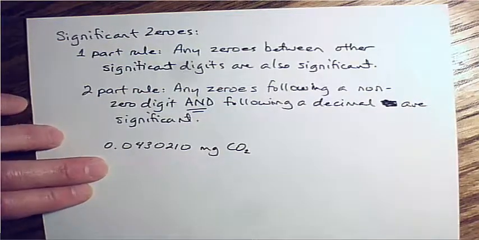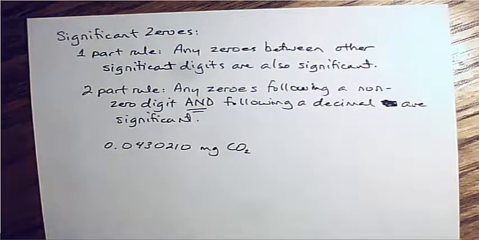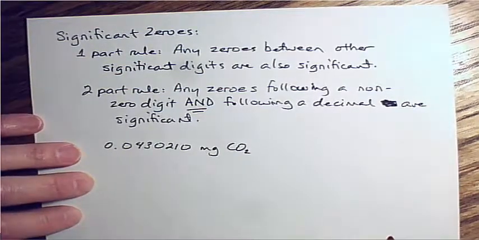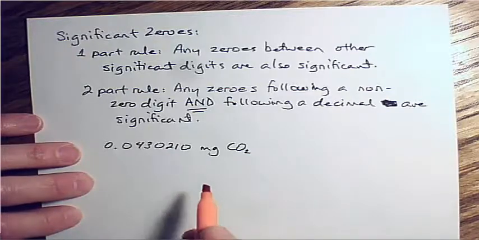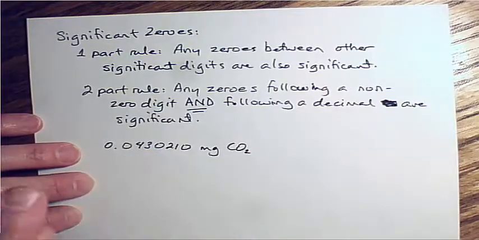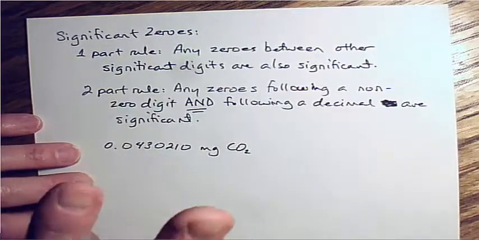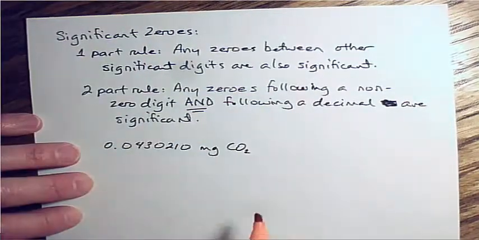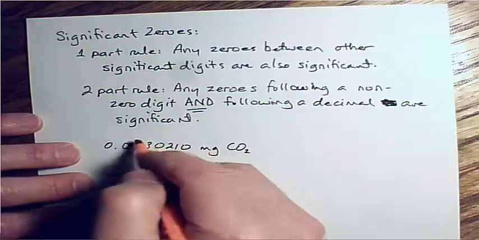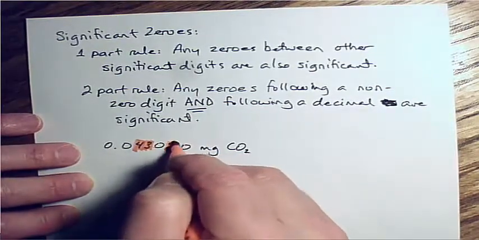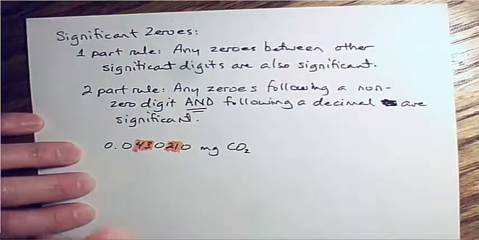Okay, let's analyze this one. First of all, we know that the non-zero digits are significant. Which numbers in this problem are those? 4, 3, 0, 2, 1, 0. Well, that's a zero, so that's not going. Right now we're looking for non-zero digits only. Yes, that zero is going to be significant, we'll find out, but right now, what are the non-zero digits? 4, 3, 2, 1. So this is a significant digit, this is a significant digit, this is a significant digit, and this is a significant digit.